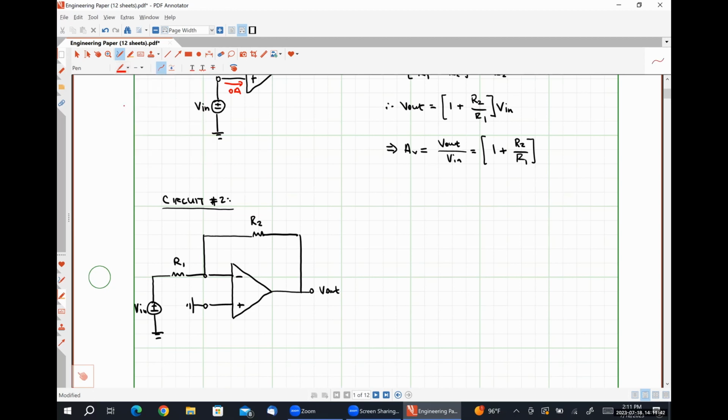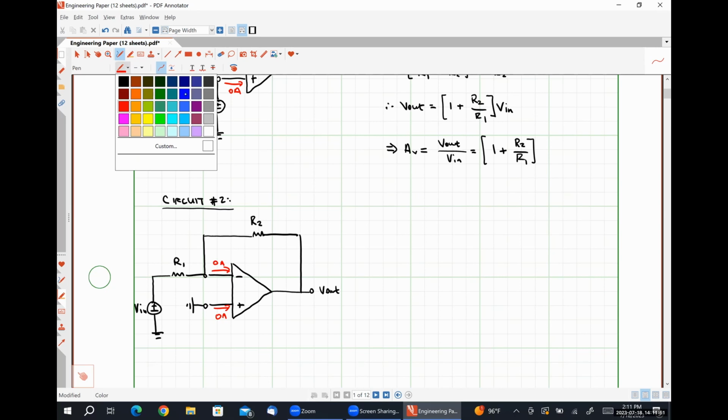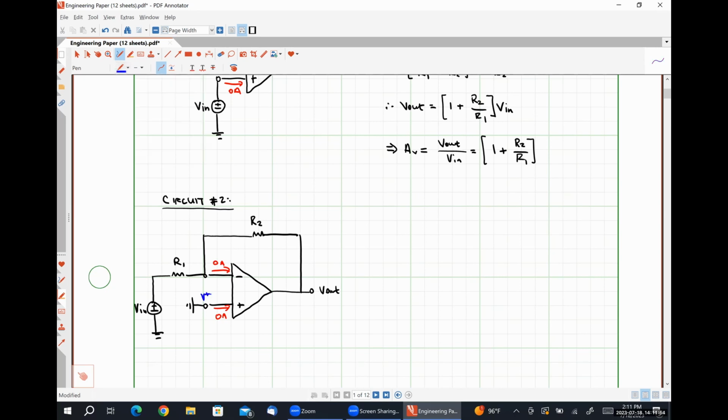So starting our analysis now, we know that no current can flow into the input terminals. And we can see by inspection that the voltage present at the non-inverting input terminal is 0 volts. Applying op-amp rule number 2, the voltage present at the inverting input terminal must also be 0 volts. And now we're going to apply Kirchhoff's current law. So we're going to add this current and this current together.